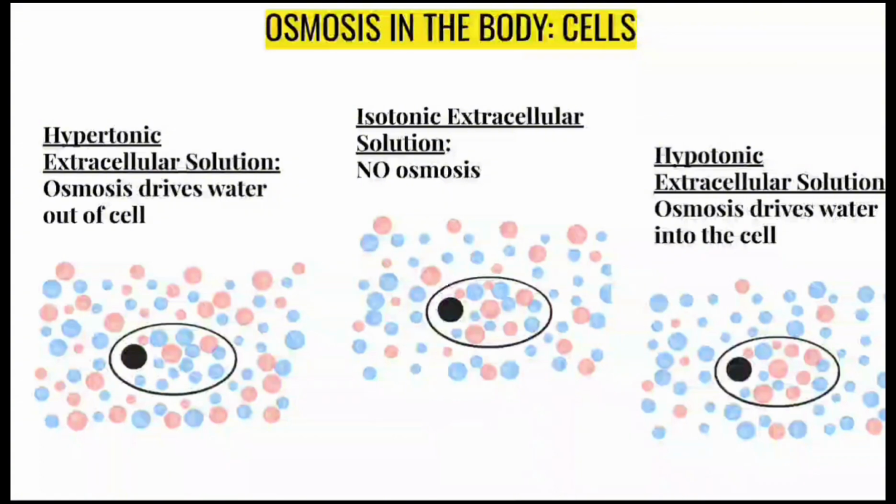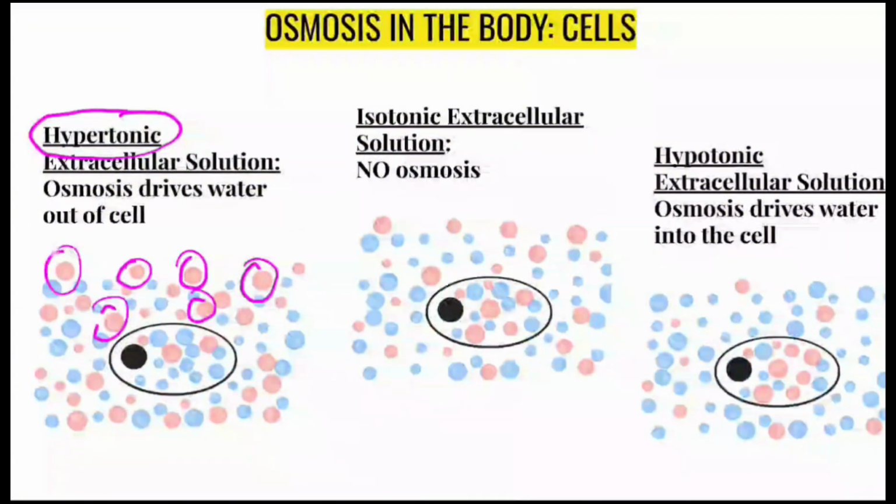Well, what if we put our cells in a hypertonic solution, where we have more impermeable molecules outside in terms of concentration than we do inside? Well, that of course in turn means that there's a higher concentration of water inside than outside, and so water is going to diffuse by osmosis out of the cell, and that cell is going to shrink up, and we don't want that to happen. So a hypertonic solution causes osmosis to drive water out of the cell, and the cell shrinks.